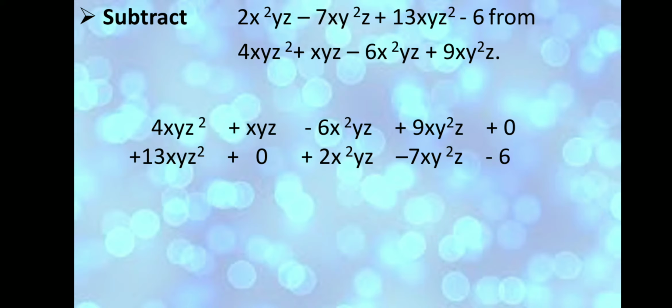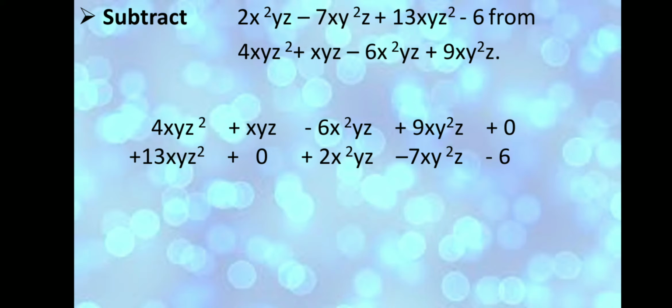We wrote it as 4xyz square plus xyz minus 6x square yz plus 9xy square z plus 0. Why did we add 0? Because there are no like terms matching with the constant number, which is minus 6. And in the second row, plus 13xyz square plus 0. And again, why did we write 0? Because there are no like terms matching with xyz. So plus 0 plus 2x square yz minus 7xy square z plus minus 6.